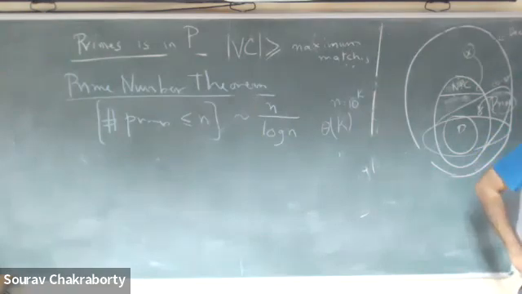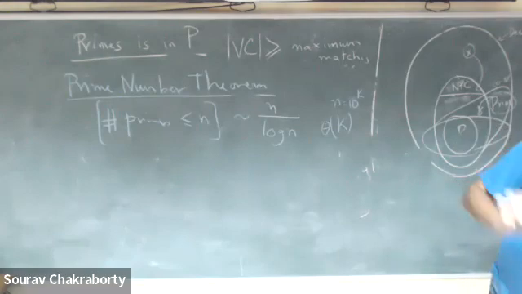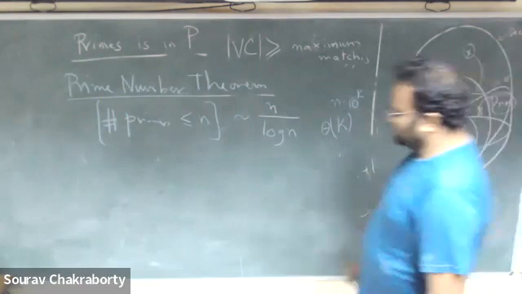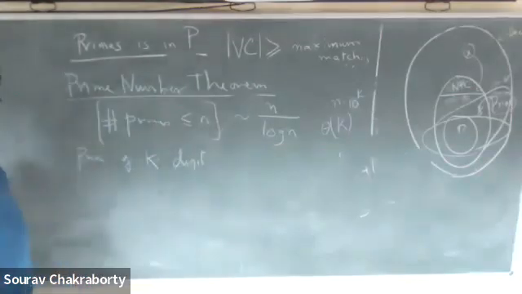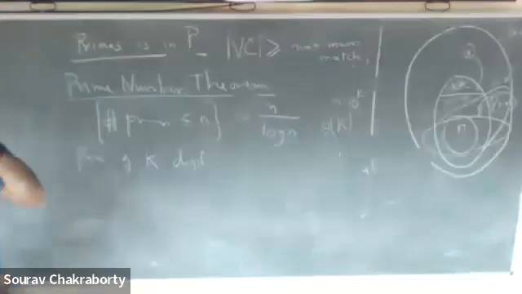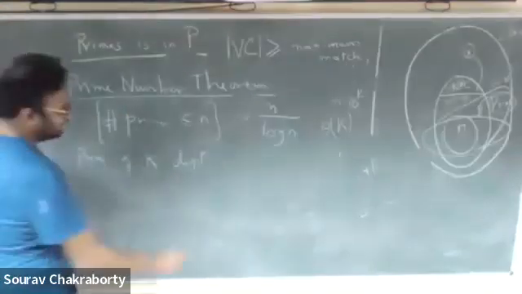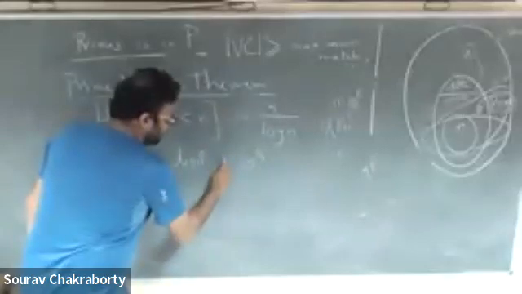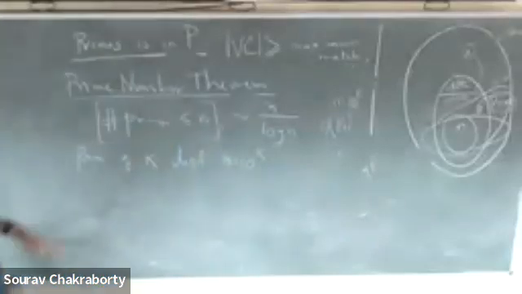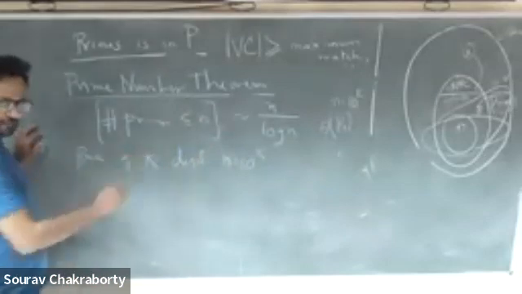Why will it be exponential? How many samples are you taking? Okay, let's do the calculation. I want a prime of k digits. What is the number of numbers that are there of k digits? It is 10 to the power k, around 10 to the k minus 1, which doesn't matter. So n is 10 to the power k.